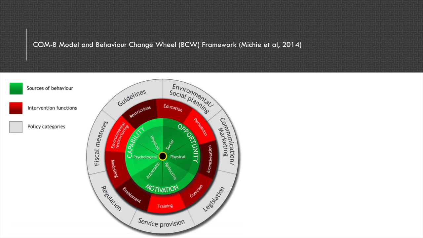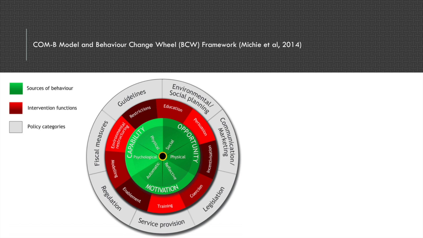The COM-B model sits at the centre of the Behaviour Change Wheel. Now, the Behaviour Change Wheel is made up of intervention functions and policy categories. There's 9 intervention functions and there's also 7 categories for policies. Now, these 3 things together create an integrated framework that can help us to design very comprehensive and evidence-based interventions, whether that's at the individual, group or population level. So this can be used for other interventions in the future, not just for health promotion videos.